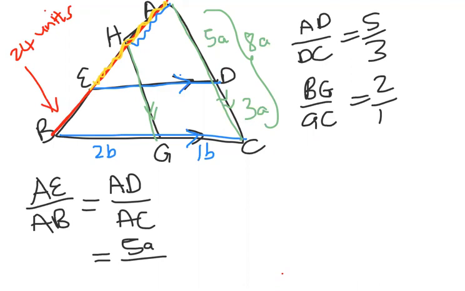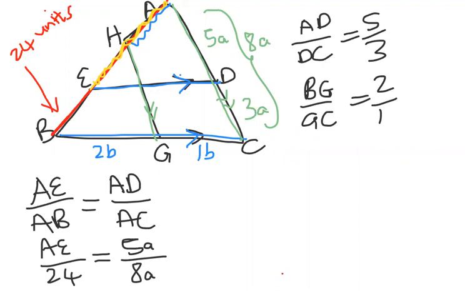8A. So we have that part. We need AE and AB. Remember, AB is this whole line. That's 24 units. They have given us that. And that 24 units we can write as 24. So we don't need to write a B or any constant because we know that is units.